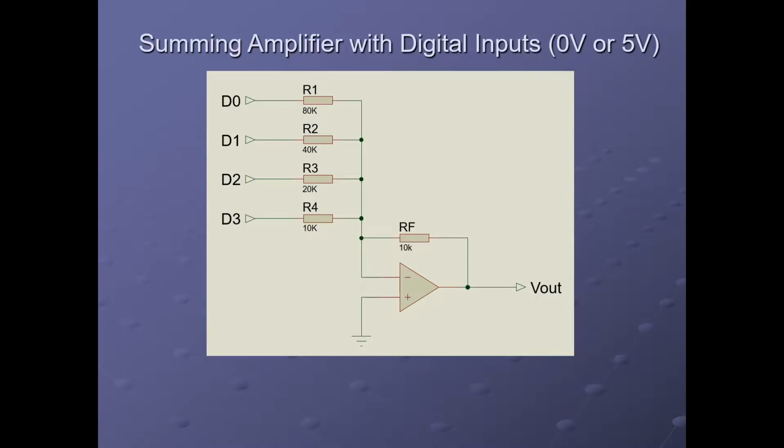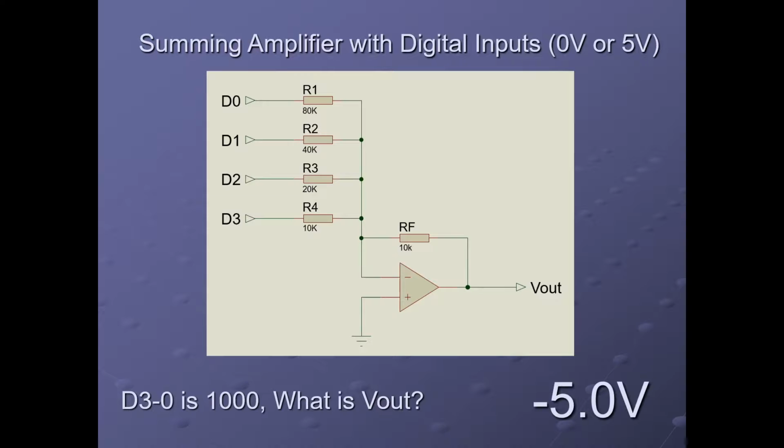Okay, that's exactly the same as last time. If D3 to D0 is 1 0 0 0, what is V out? Have a think about that. Pause the video. V out is minus 5 volts.